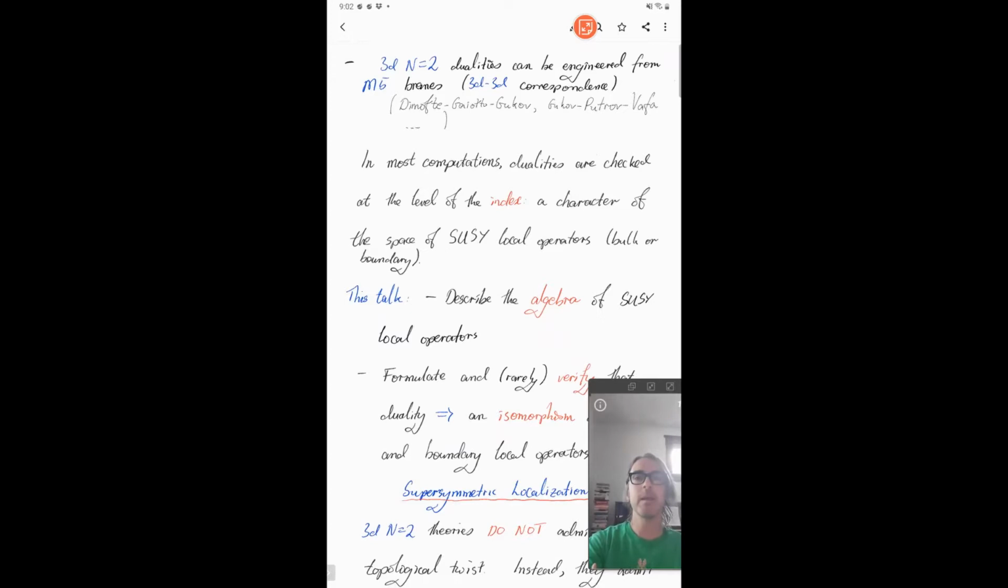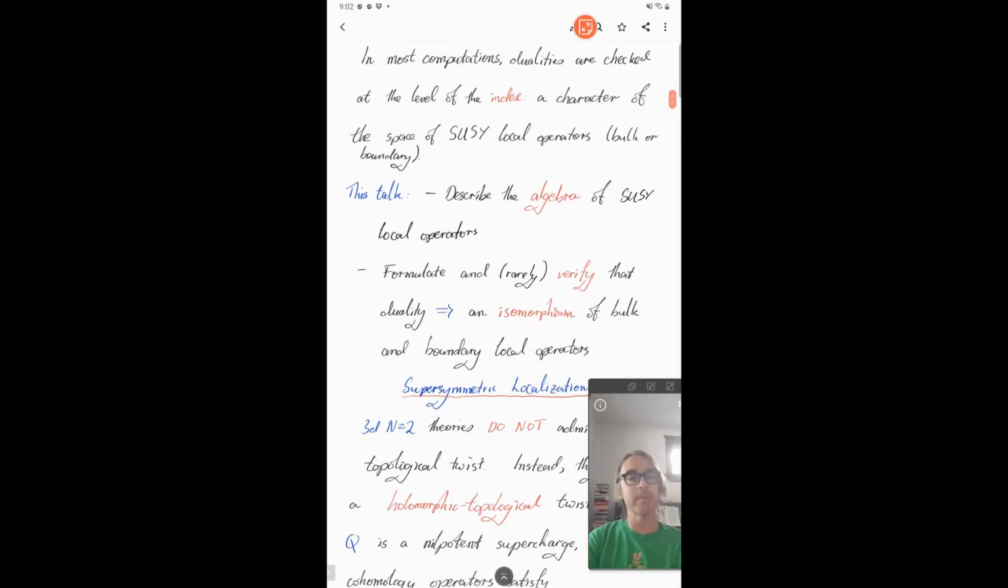What I found slightly unsatisfying about the literature on 3D n equals 2 theories is that most computations, or most dualities people study, they check them by looking at the index, which is the character of the space of supersymmetric local operators. Of course, there's been lots of beautiful and difficult work studying the index, which I obviously can't summarize here. But what I would like to be able to do is to lift this to something a little more like homological mirror symmetry, where instead of studying the index, we study the underlying algebraic structure. This will be the bulk operators, which are supersymmetric. This will be some algebra whose character will give you the index, and similarly a boundary algebra. And I'd like to be able to define and compute these algebras and verify that the dualities you're interested in hold at the level of these algebras.